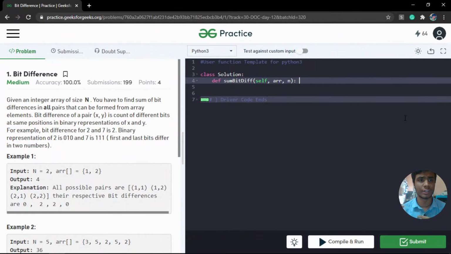This is Sai Prakash here, and in this video we're going to solve the problem called bit difference. It is given as a challenge for day 12 of the 30-day Geeks for Geeks coding challenge. And let's understand the problem statement. So the problem statement goes like this.